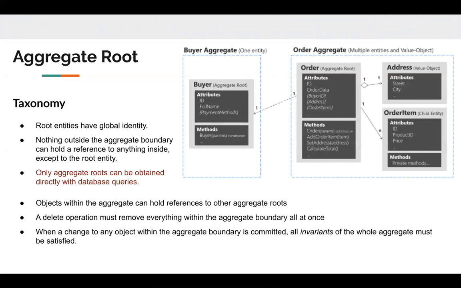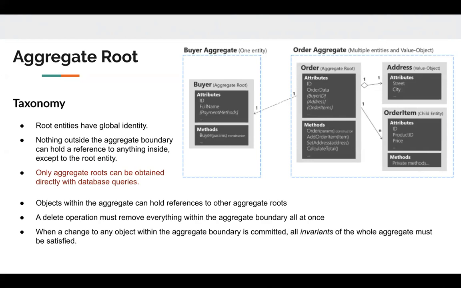So let's talk about the taxonomy around that. Here's an example. We have a buyer aggregate. It's one entity. So an aggregate is pretty much a domain entity. It's like the parent of all the other ones, okay?